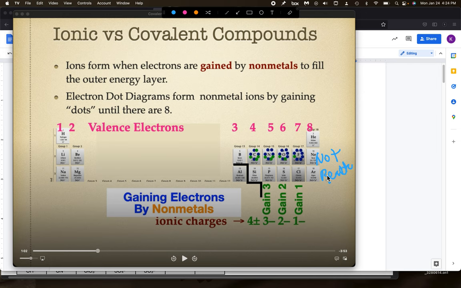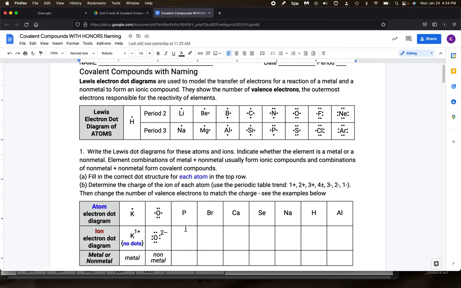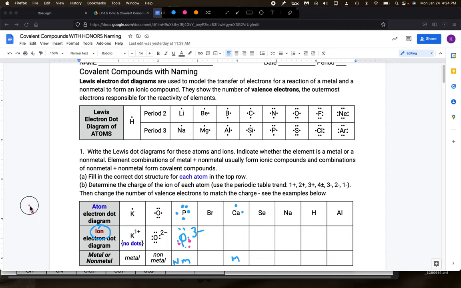Okay, so let's go back to our worksheet. And when we last were here, we had 5 dots here and 2 dots here. This is my non-metal. This is my metal. And what will happen is when I do phosphorus, and I go, oh, this ion, because we're doing ions right now, is 3-. That will mean I need to add 3 more electrons. Now, when I did this in class, a lot of kids only did the blue ones. You need to do phosphorus like this to show that it's 3-.